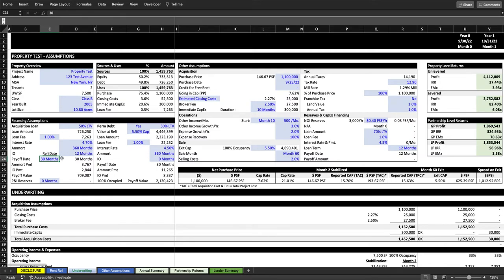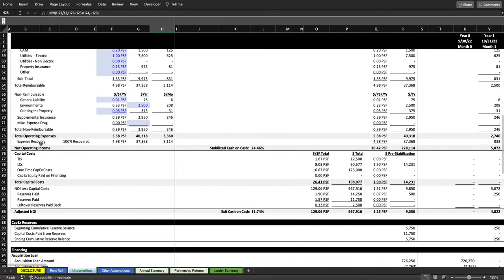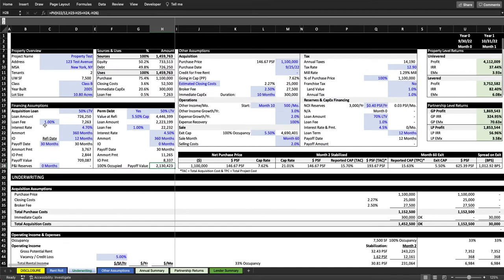So again, here's a refi amount, and you can again plug in your loan fees, interest rate, amortization period, and IO. Then this payoff date will be the difference of when you're refinancing and when you're selling the asset. And it'll show you the payoff value, that's what you're paying off when you sell the asset. So now if we go down to the financing section, remember we have 12 months interest only payment, and then the remaining balance will be amortized payment.